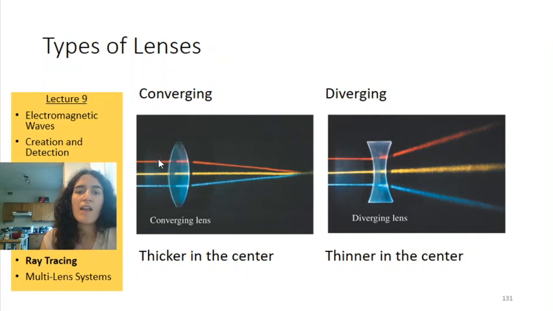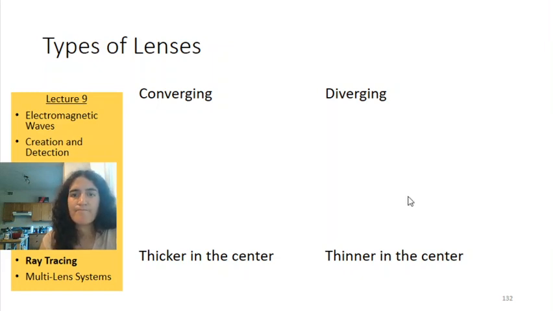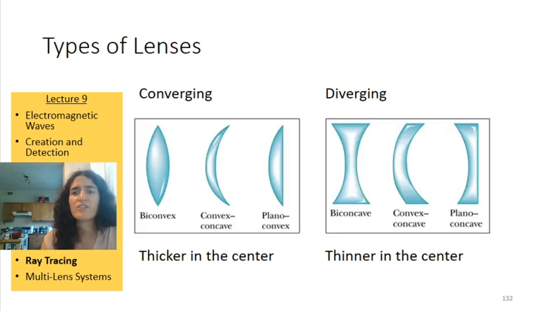In terms of concave and convex, I would say that this is a double convex lens. This is a double concave lens. And you could actually have lenses that are flat on one side, or both convex, or concave. So there are other alternatives for converging and diverging lenses.